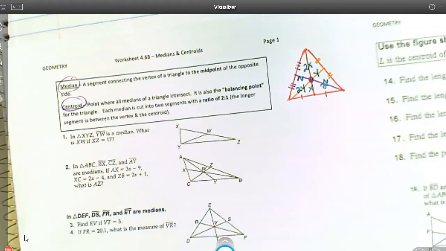So that's a lot of things that happen when you have medians and when the medians all intersect at a point in the middle called the centroid. The centroid is the balancing point, basically. If we're trying to balance it on something, that would be the point that you want to balance it on to make it level. Okay? So let's look at some problems.